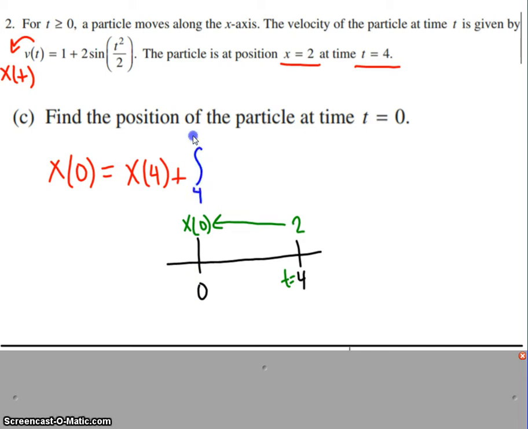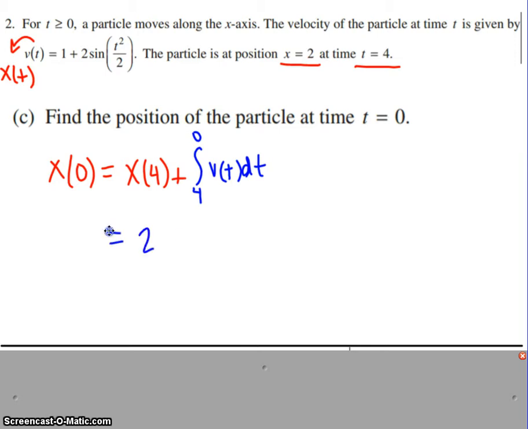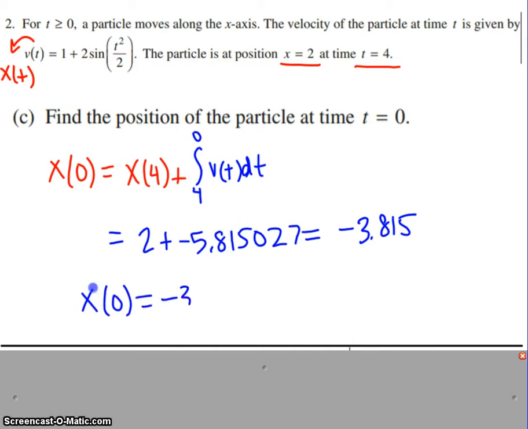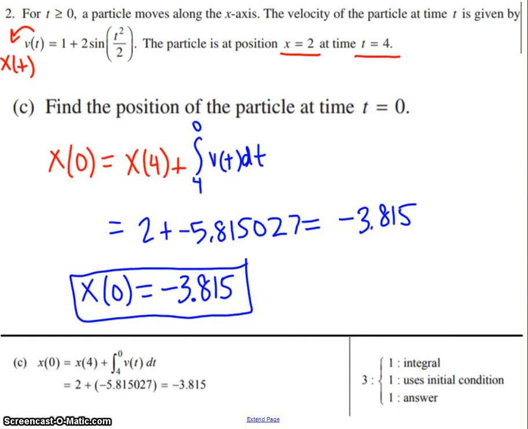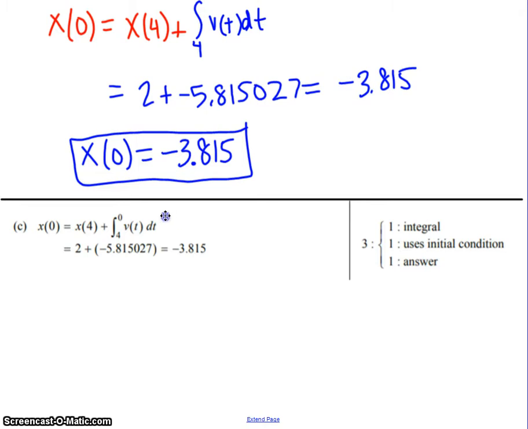So my integral from 4 to 0 of v of t dt plus the position of the particle at time equals 4, which was 2. Okay, so I have 2 plus, when I integrate this, it's going to be negative 5.815, 0.27 if you don't round. So that's going to be negative 3.815. Okay, so x of 0 is negative 3.815. And the score for that is 3 points total. 1 point for the integral, 1 point for the initial condition, x of 4 equals 2, and then 1 point for the answer.